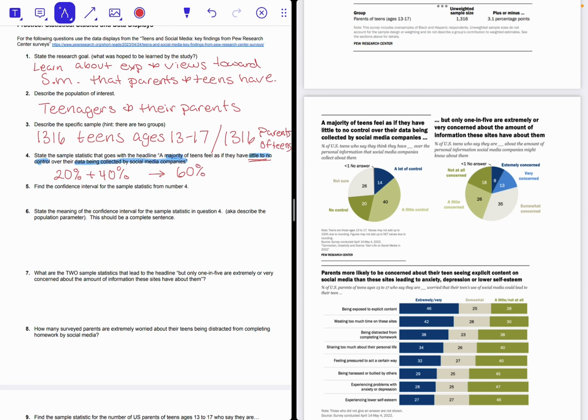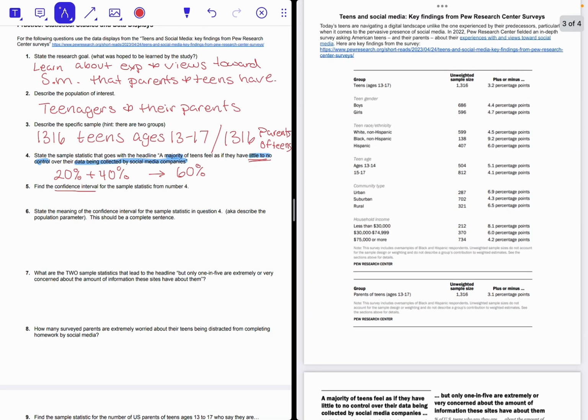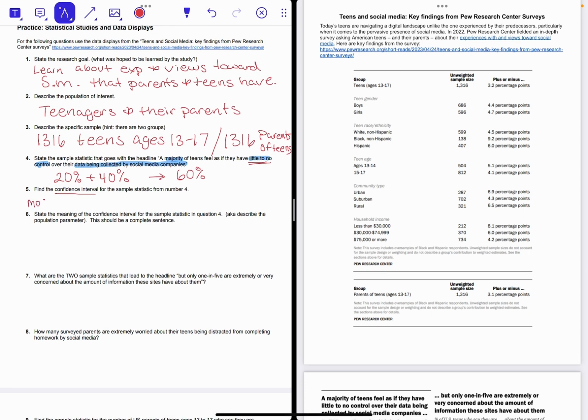The next question is asking, what is the confidence interval for that sample statistic? So let's go back up to our thing, and this is U.S. teens in general. So we're going to use that top margin of error. So our margin of error is plus or minus 3.2%. And so we would have 60 minus 3.2 and 60 plus 3.2. And so we'd have a low value of 56.8, so about over half. So this is where the majority came from.